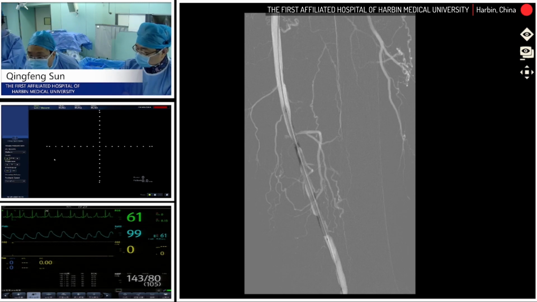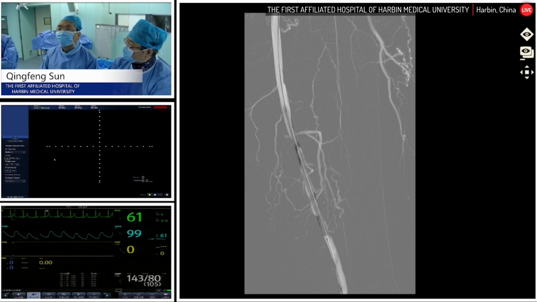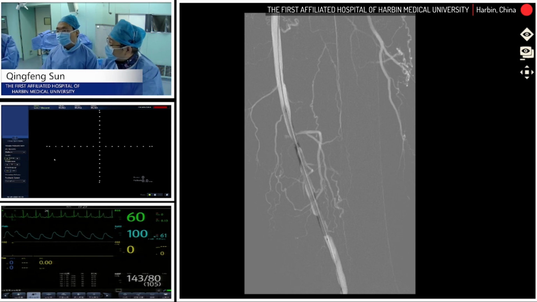There's another question I want to bring to Dr. Sun. For a lot of base hospitals, not in our center, most of the patients are graded like TASC A or B, which is quite simple.